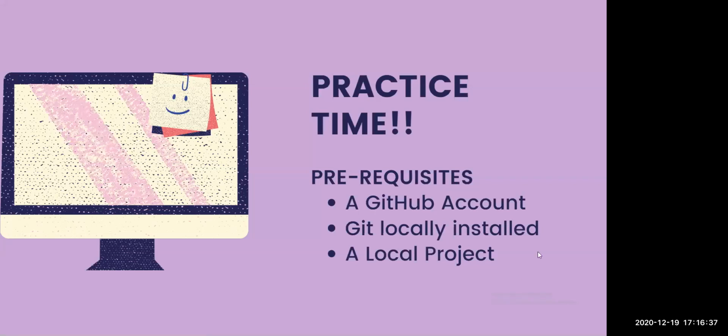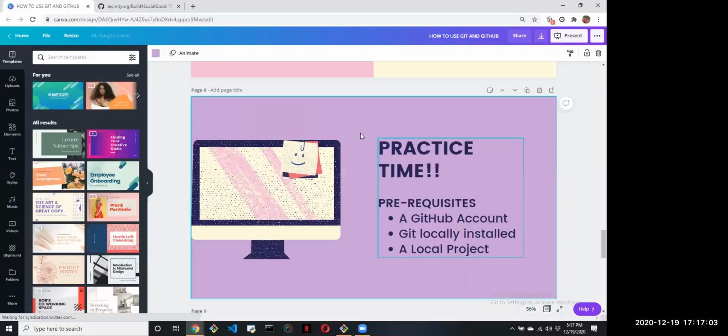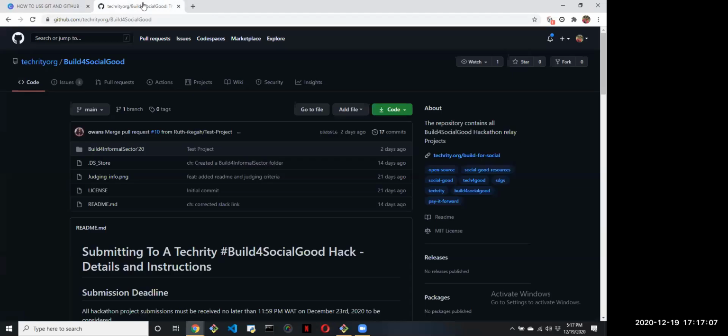Like I said, it's going to be a practical session, and the prerequisites you need are a GitHub account, Git installed locally on your system, and a project, right? You have your Build for Social Good project you want to upload. So let's go ahead. Give me a sec. Let me go out of this tab. Right, just to be sure, you can see the repository, right? Okay, I think that's a yes. Right, so I'll go ahead.